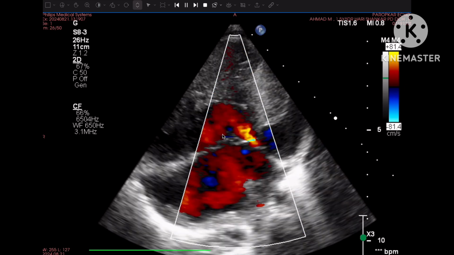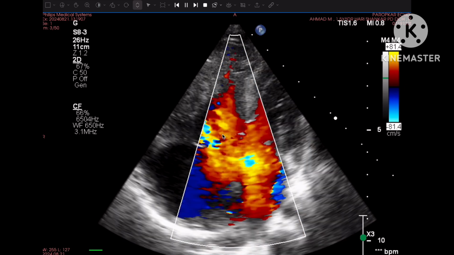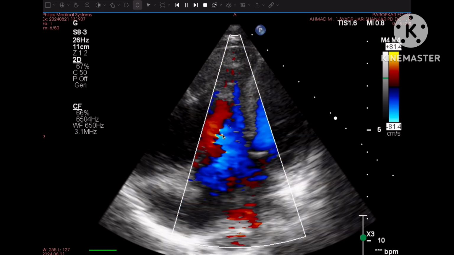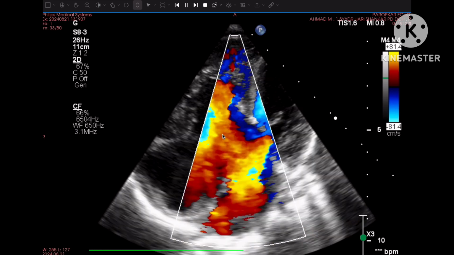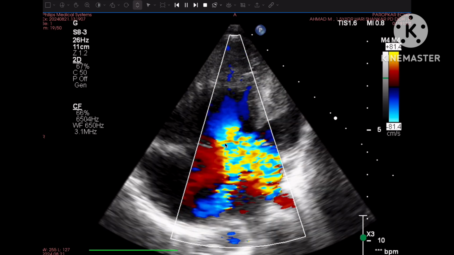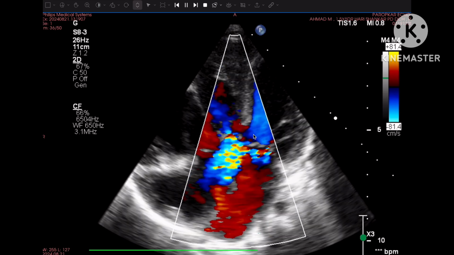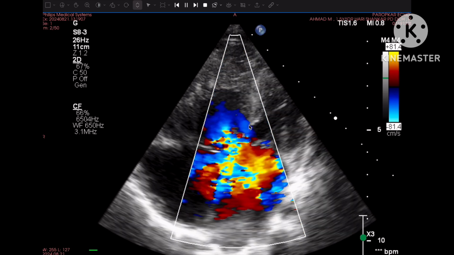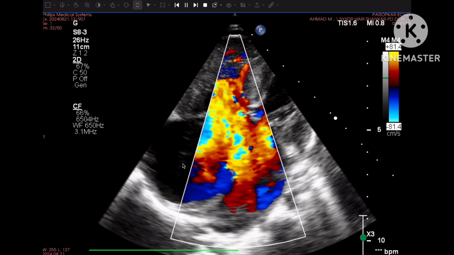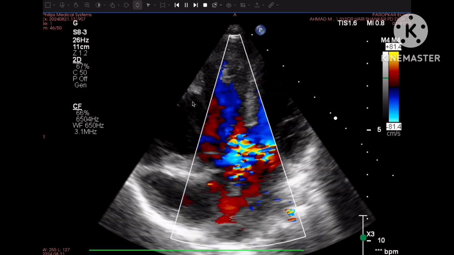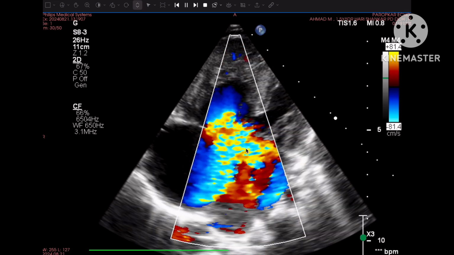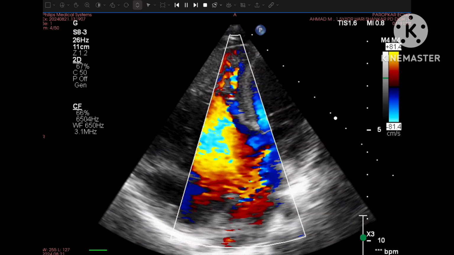One point, in common AV septal defect, you will find both ASD and VSD. In partial, it is either ASD or VSD. Second thing, how much regurgitation is there from the right side, from the left side. Then what is the size of the VSD, what is the size of the ASD, how much chamber enlargement, how much ejection fraction on the right side and left side. That is the point to know from this case.